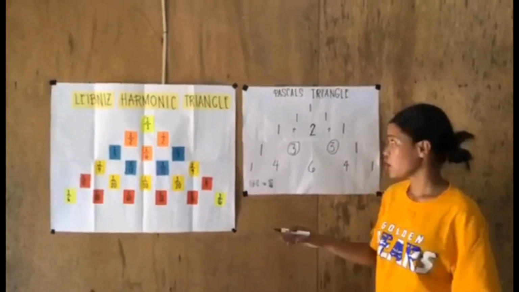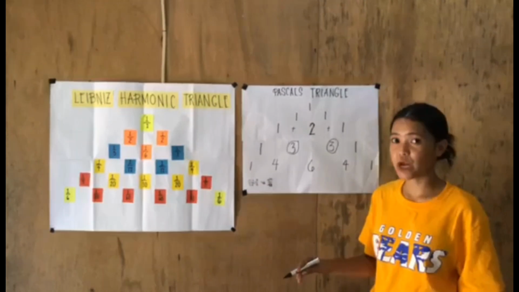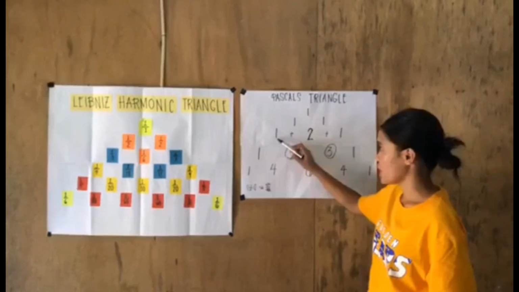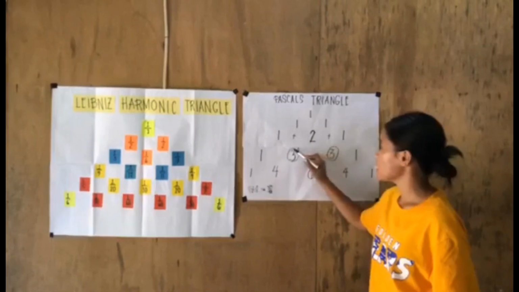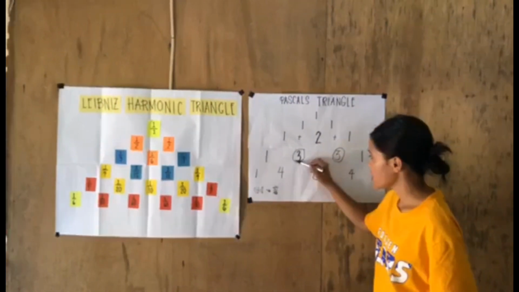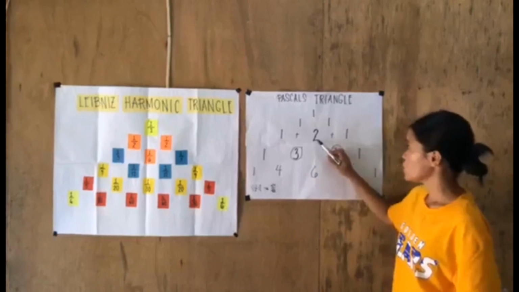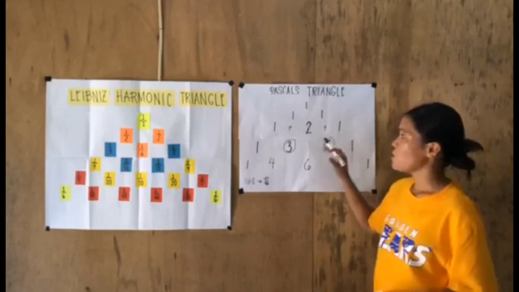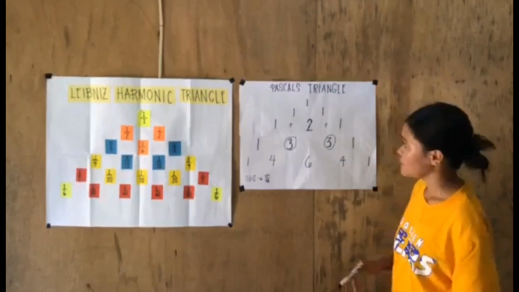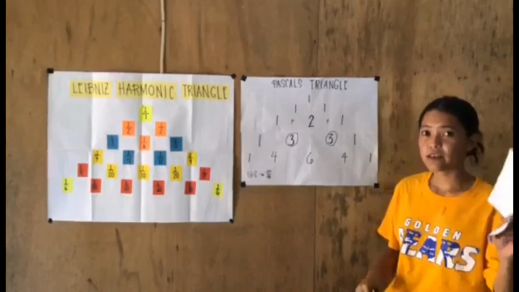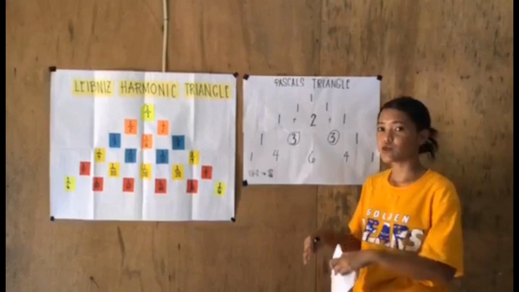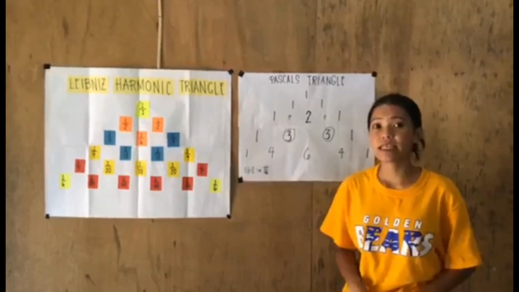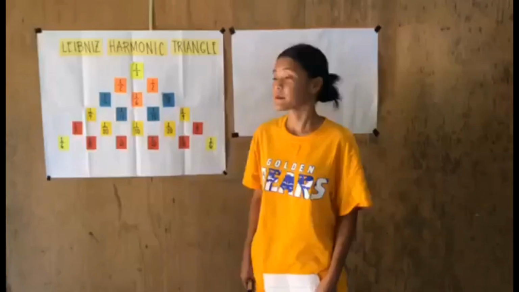To get the fourth column, we just need to continue the process. We add the 2 entries above it, which are 1 and 2, and you will get the sum, which is 3. On the other side also, 2 plus 1, and we will also get the sum, which is 3. Now we have the fourth column. To get the fifth column, we just need to continue the process. That's how Pascal created his arithmetic triangle.